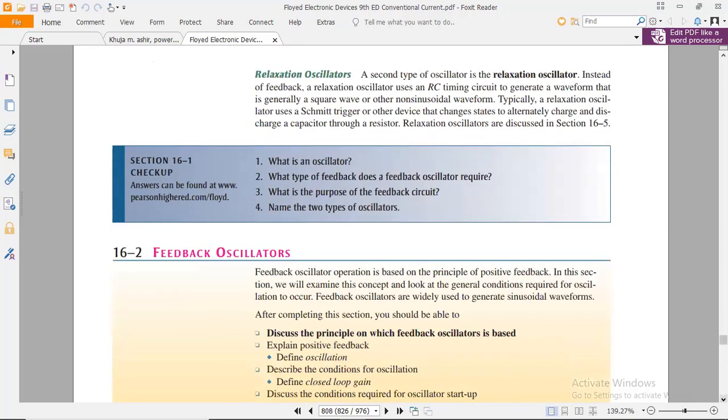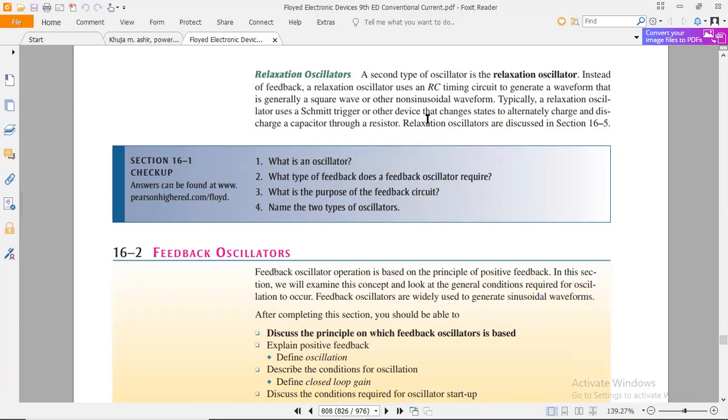Then we also discuss the relaxation oscillator. A second type of oscillator is the relaxation oscillator. Instead of feedback, a relaxation oscillator uses an RC timing circuit to generate a waveform that is generally a square wave or other non-sinusoidal waveform.